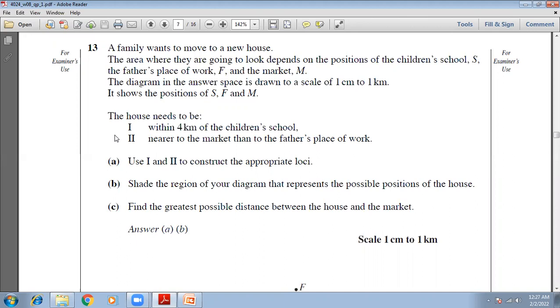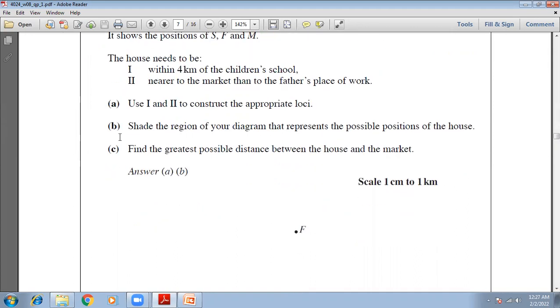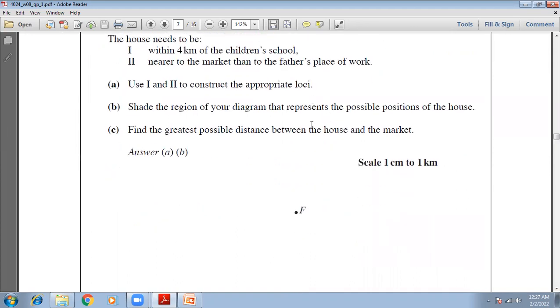The house needs to be within 4 kilometers of the children's school. And the second thing is nearer to the market than to the father's place of work. Use the first and the second to construct the appropriate loci. Shade the region of your diagram that represents the possible positions of the house and find the greatest possible distance between the house and the market.